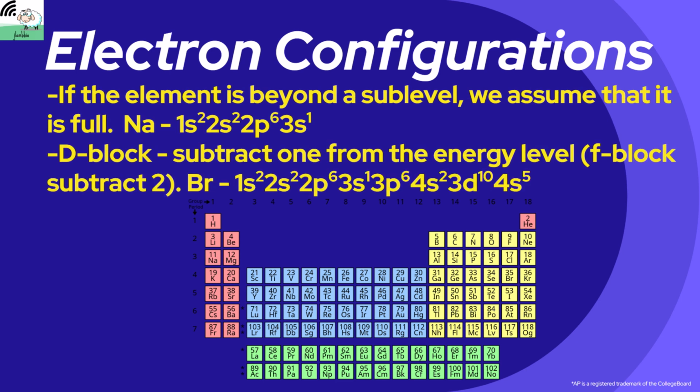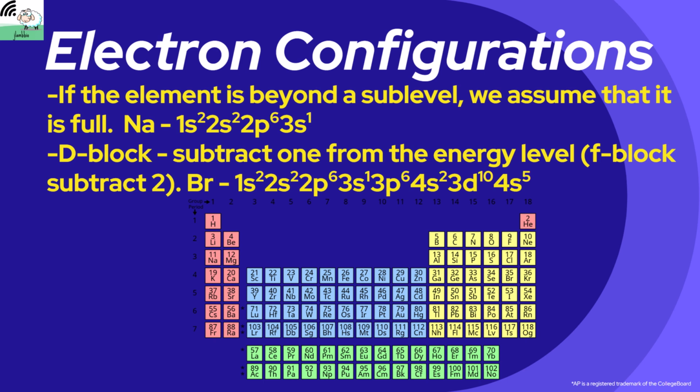If the element is beyond a sublevel, we assume that it is full, so we use the periodic table kind of like a board game, going in order based on atomic number. So for example, if I look at sodium, sodium is number 11 on the periodic table. It's going to end in 3s1 based off of the fact that sodium is in the 3rd energy level, it's in the S sublevel, and it's 1 group in that S sublevel. Because it's past the 2p, the 2s, and the 1s, those are considered full. So we write out the electron configuration as is.